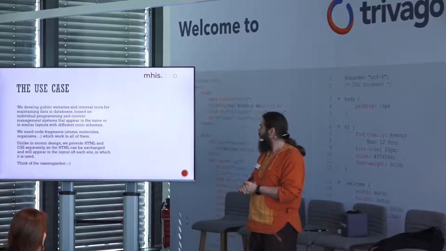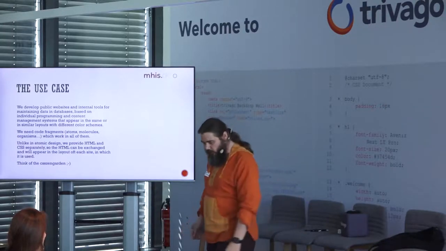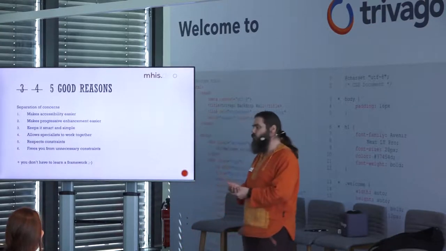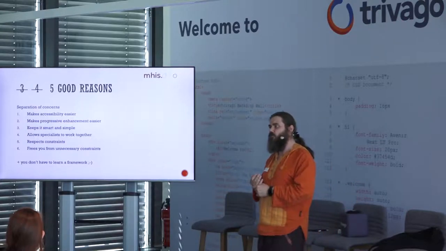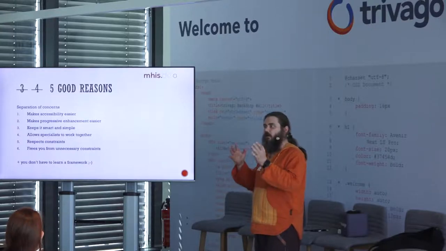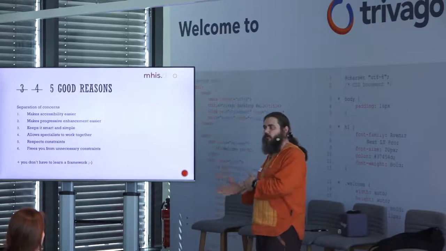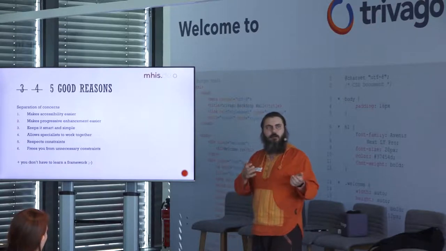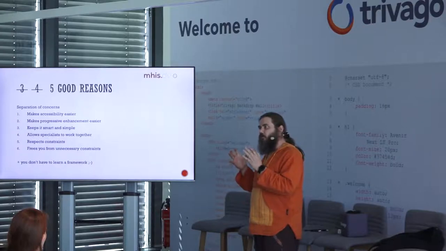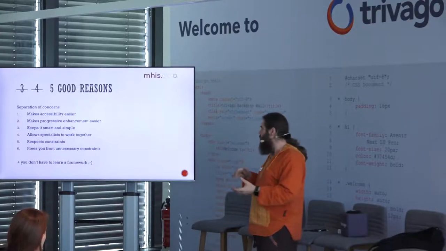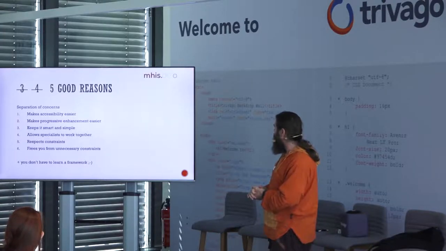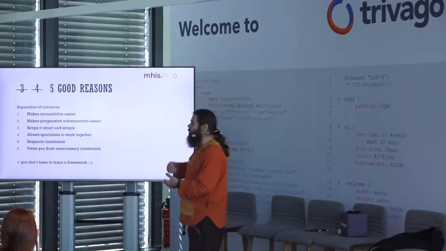So we need code fragments which we can reuse in different situations, which normally should look the same. And I don't want to write my own CSS for a table in one application, and then write another CSS to make it look the same in another. This is a waste of time. So I was trying around how to do this, and the only way to achieve this is to separate the concerns.